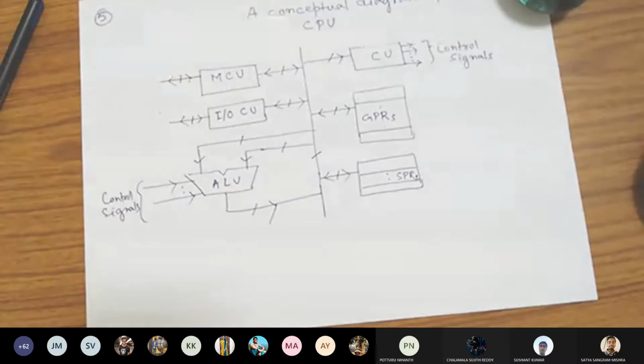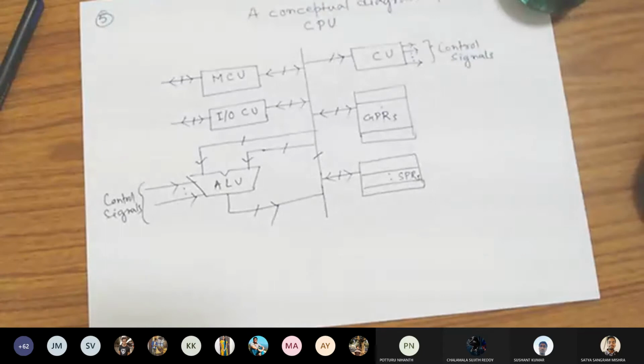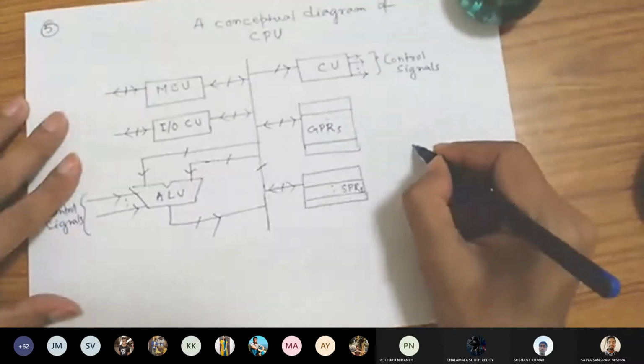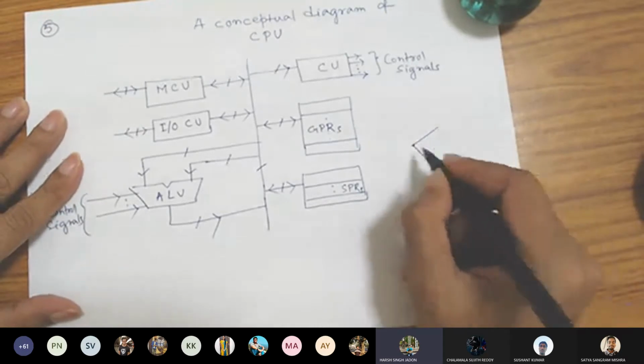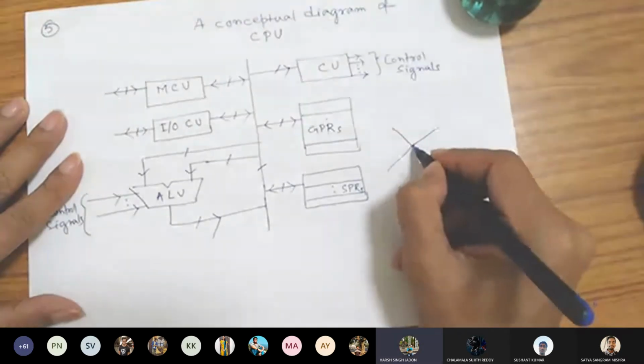Now, if you look into this, it seems to be a star connection. Doesn't look like a star connection? So what does star connection mean? Star connection is something like this.